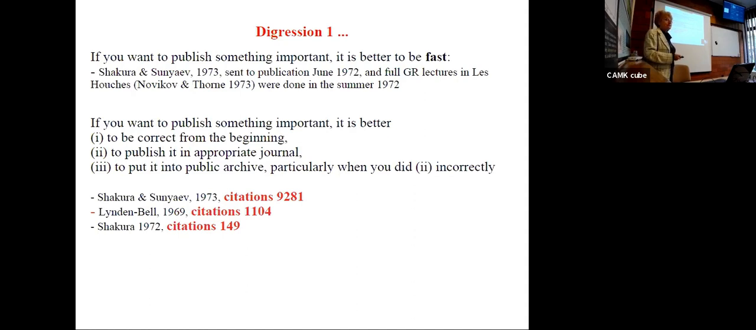But then Sunyaev realized that the result is great, and he collaborated with Shakura, and they published as Shakura and Sunyaev in English in Astronomy and Astrophysics. And this is still the basic theory of accretion disks. Everything which goes beyond is not really a theory, it's a kind of model.